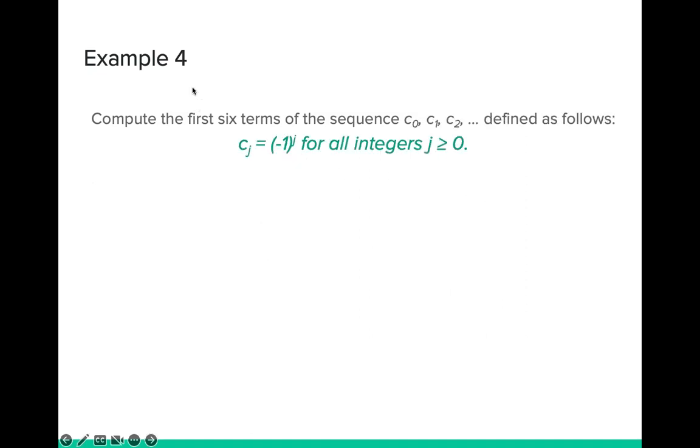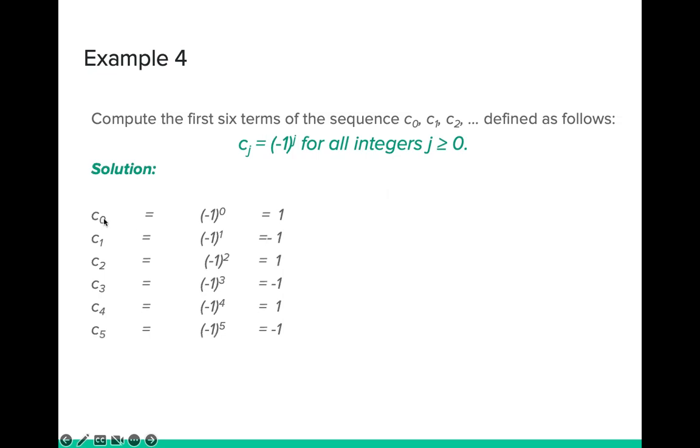Now in the next slide, what we want to do is to compute the first 6 terms of the sequence c sub 0, c sub 1, c sub 2, and so forth, defined by the following formula. So c sub j is equal to negative 1 raised to j for all integers j greater than or equal to 0. So again, we simply plug that into each value of j. We plug that into our formula. So we have negative 1 raised to 0, and then negative 1 raised to 1, and then negative 1 raised to 2, and so on.